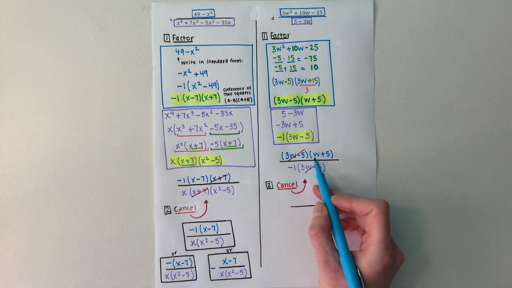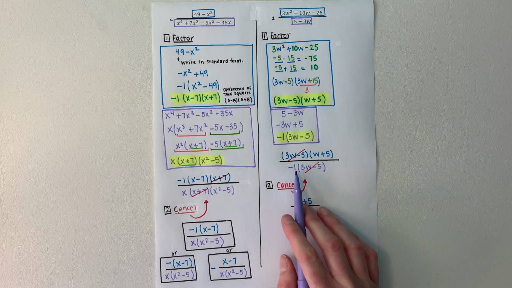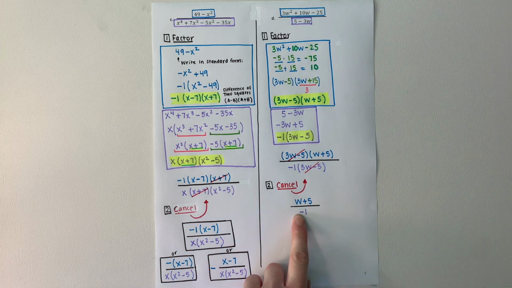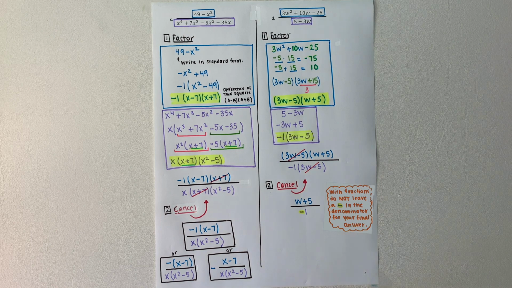Now we're left with w plus 5 in the numerator, and all that we're left with is negative 1 in the denominator. Now be careful, because we can actually simplify this answer. In math, we do not like to leave our final answers with the negative in the denominator. If you have a negative fraction, we like to write the negative either out front or in the numerator. So for your final answer, don't leave this negative in the denominator. Either move it out front or into the numerator.